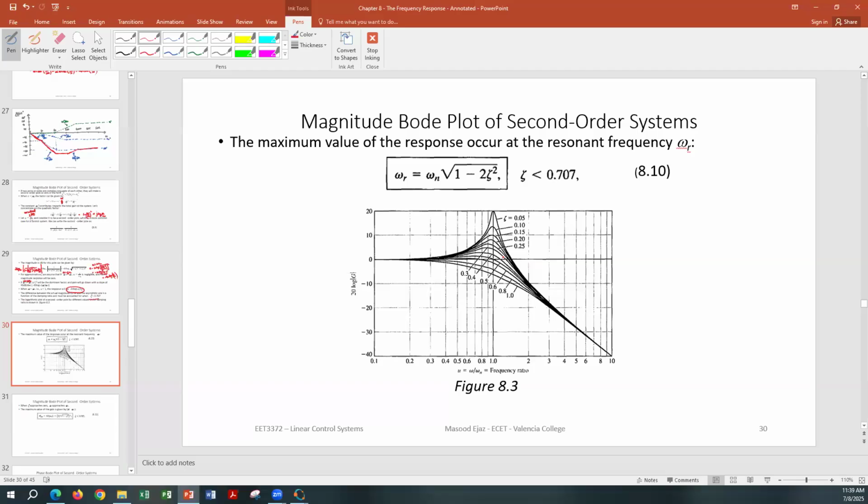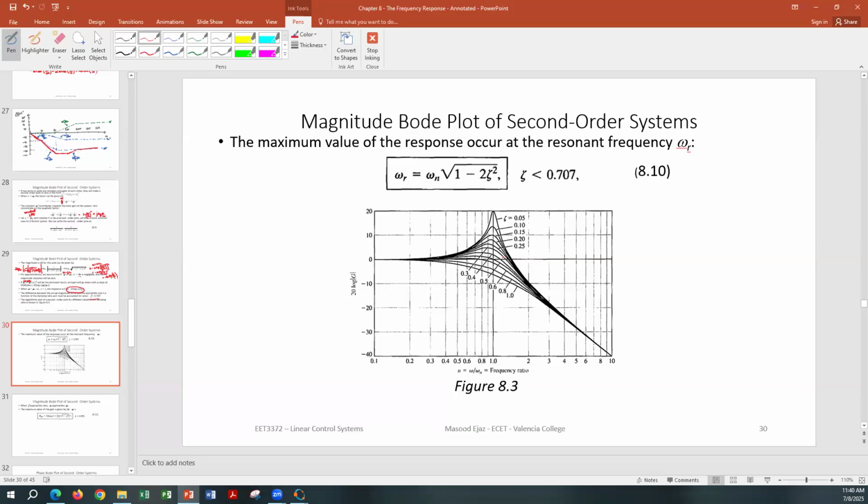So for the approximation, we go until 1/10 of omega n and assume it to be 0. Then past 10 times omega n, we drop the plot by negative 40 decibel per decade. Between 1/10 and 10 omega n, we have to figure out the peak value at omega r. Then we put a point at the peak value and approximately connect those points when drawing by hand. Of course, if you're drawing it using a computer, it's going to give you the exact curve.